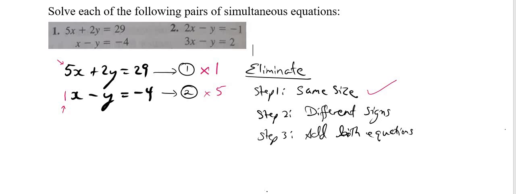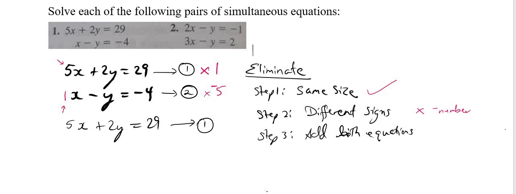And in order for us to do that, we may have to multiply by a negative number. So instead of multiplying by a positive 5, we'll multiply by a negative 5. So watch what's going to happen. Let's write back the first equation since we are multiplying it by 1. Multiplying by 1 gives us back the same equation: 5x plus 2y equals 29. That's our equation 1.